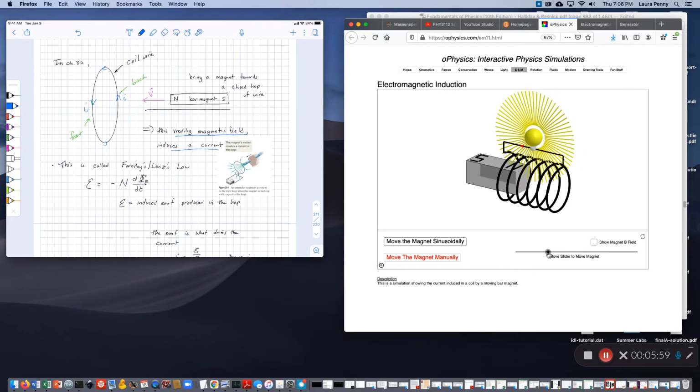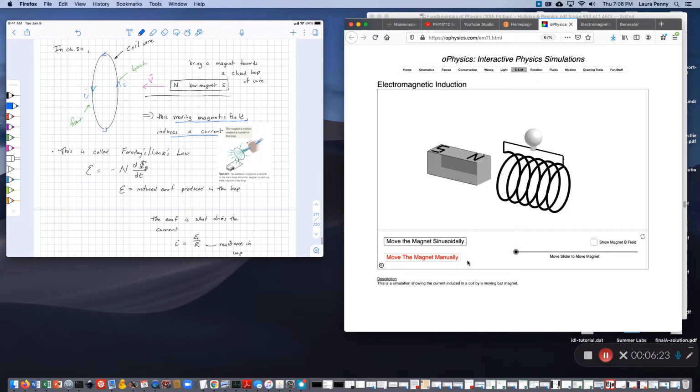So as I move it towards it, I'm actually getting current to flow. As soon as I stop moving it, it stops. It's just when you move the magnet that you get it. But as soon as you stop moving it, the current stops flowing. So it has to be moving for current to flow.